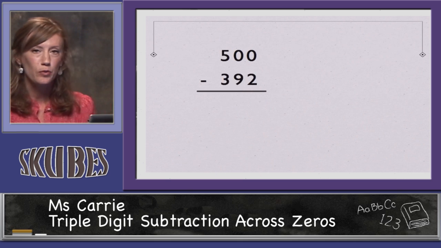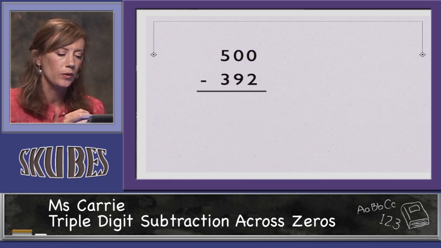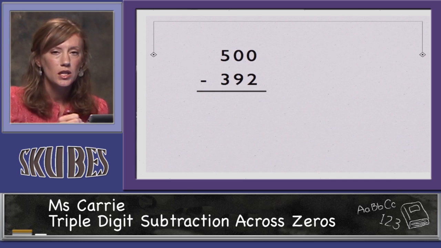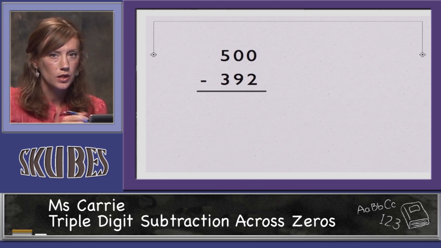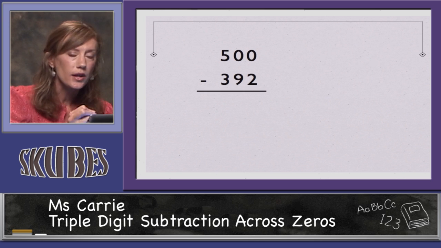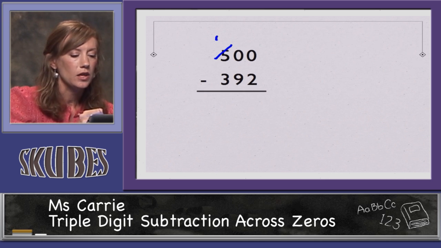Let's look at another example. Here we have 500 minus 392. We can't do 0 minus 2. We go next door and we see that we cannot do 0 minus 9 because it's smaller on the top. So we go to our hundreds place and we borrow here. So our 5 becomes a 4. And our 0 becomes a 10.